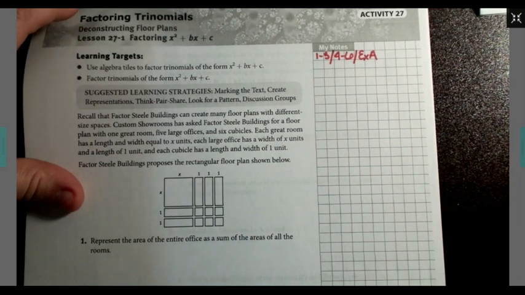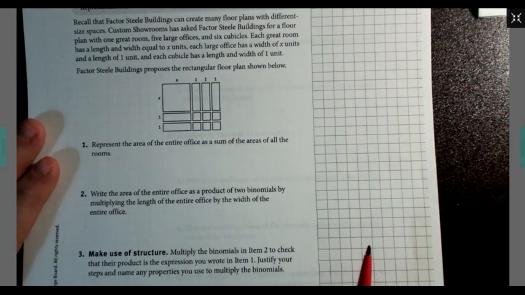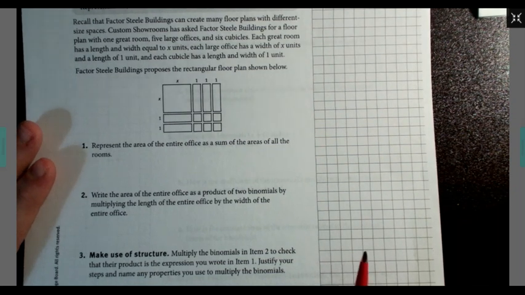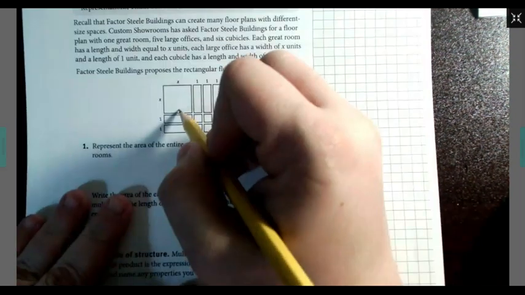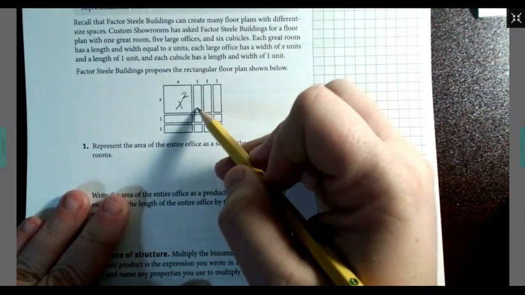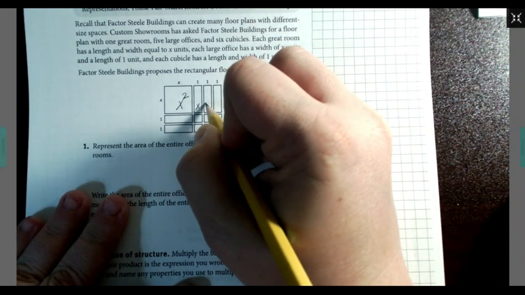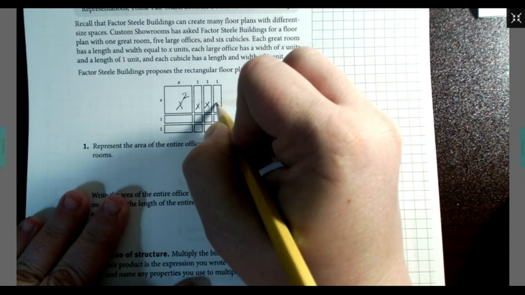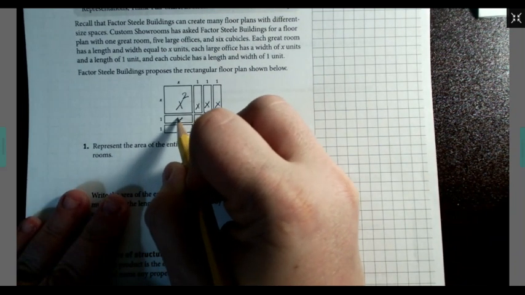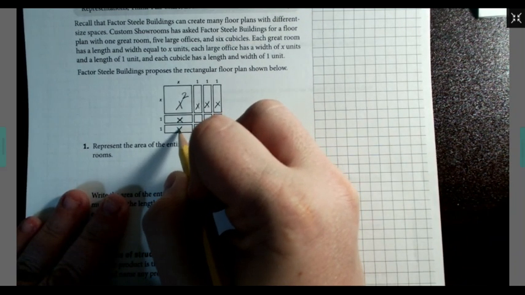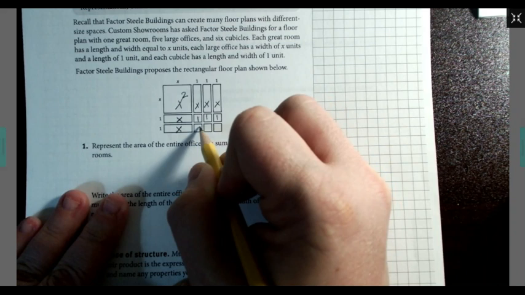Number 1. Represent the area of the entire office as a sum of the areas of all the rooms. What is the area of this room? Well, the area of that room is x squared. What is the area of this room? x. Each of the next rooms also has an area of x. And each one of these small squares is 1.